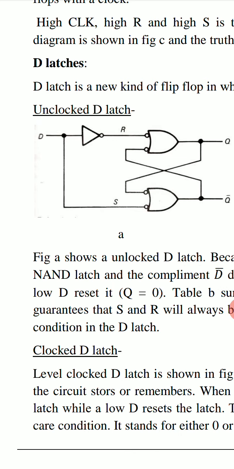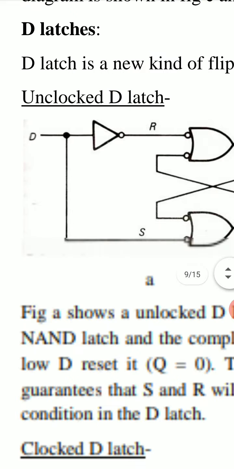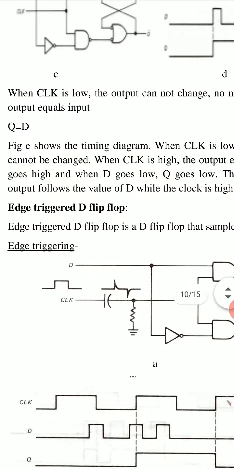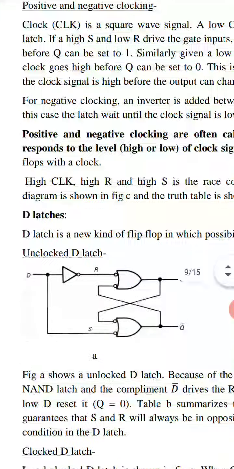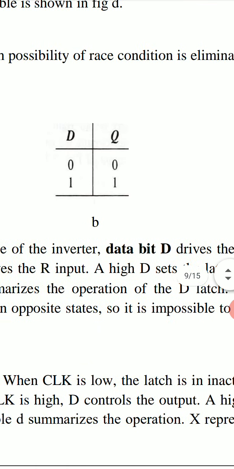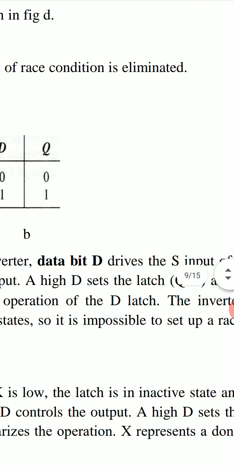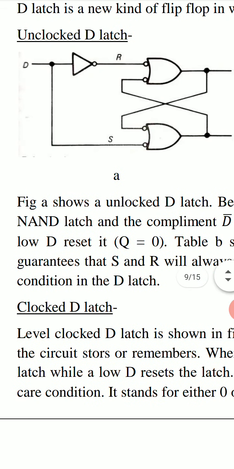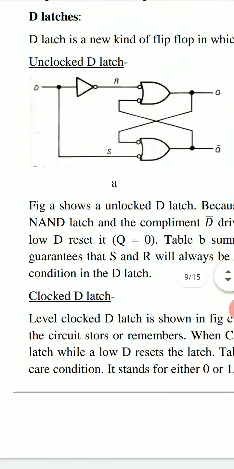Next flip-flop is D-latch. D-latch is a new kind of flip-flop in which possibility of race condition is eliminated. First we look at unclocked D-latch.